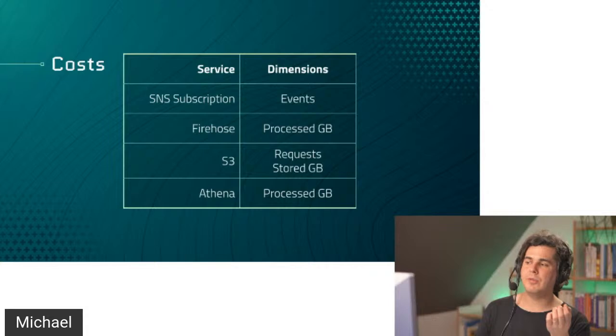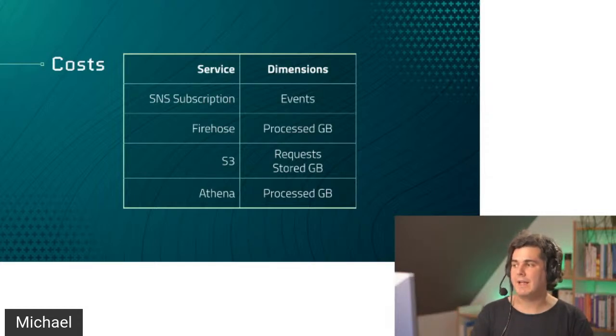Then we have Firehose. In Firehose, you pay per processed gigabyte. So once again, it doesn't matter how many events, it is only the gigabytes that are counted. And if you don't ingest any data, you pay nothing for Firehose. So that's again very different from Kinesis data streams, where you pay for the shard no matter if you use it or not. So then we have S3 in the architecture.